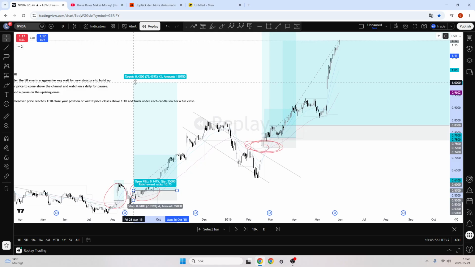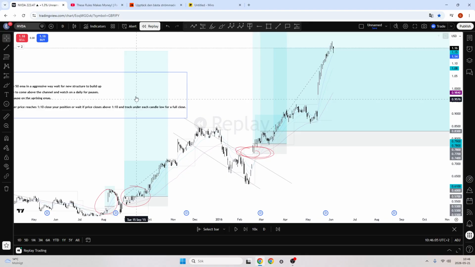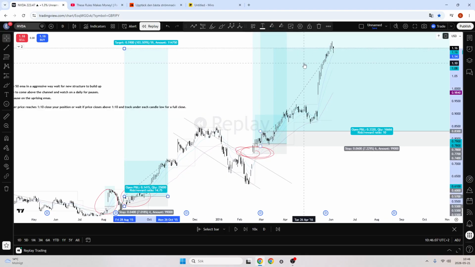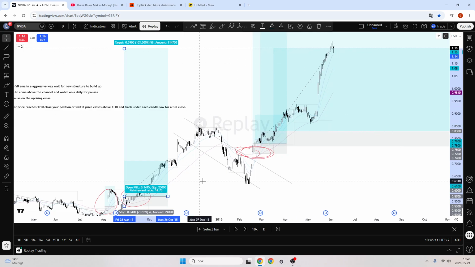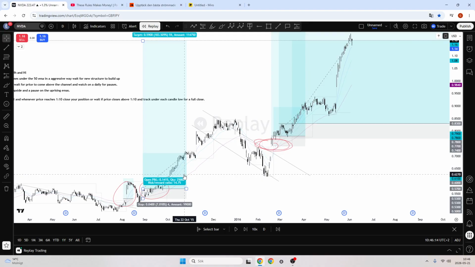So instead of a full close, we would have tracked under each candle low right here, as you guys can see, and we would have not been taken out. We would have been taken out right there because that candle reached below that candle, and we would have made about 5 RR more.